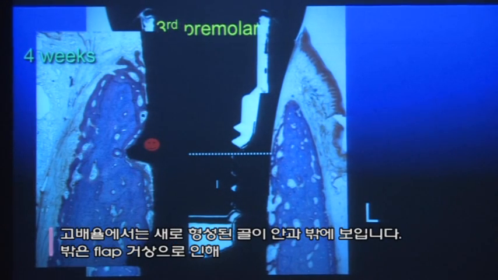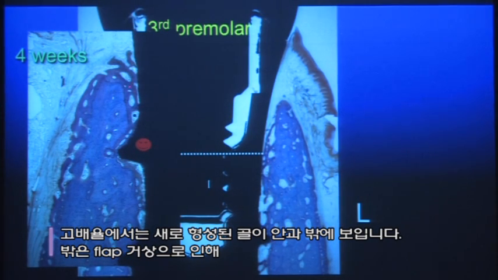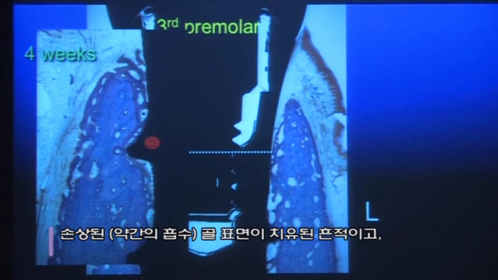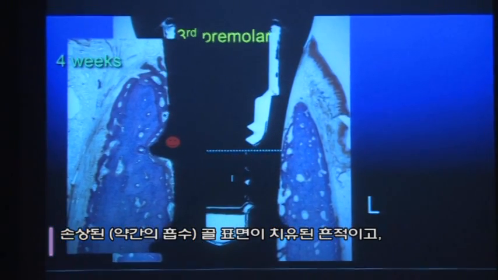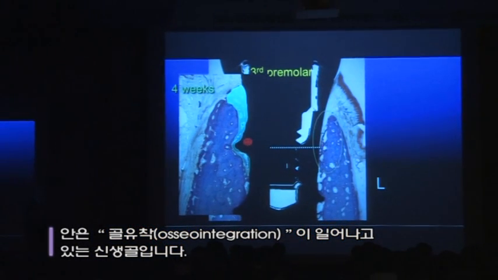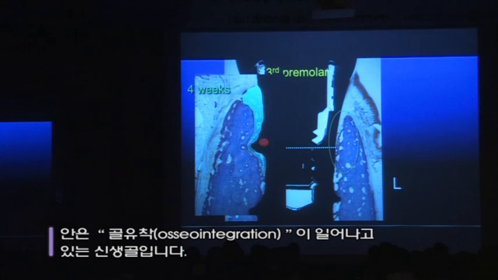And in higher magnification, you can see the newly formed bone on the inside, osseointegration, and we also have newly formed bone on the outside because of flap elevation. When we elevate the flap, we always damage the surface of the bone, so we get slight resorption and then new bone formation. So this is osseointegration. And also on this side, on the lingual surface, bone tissue is in the process of being formed.